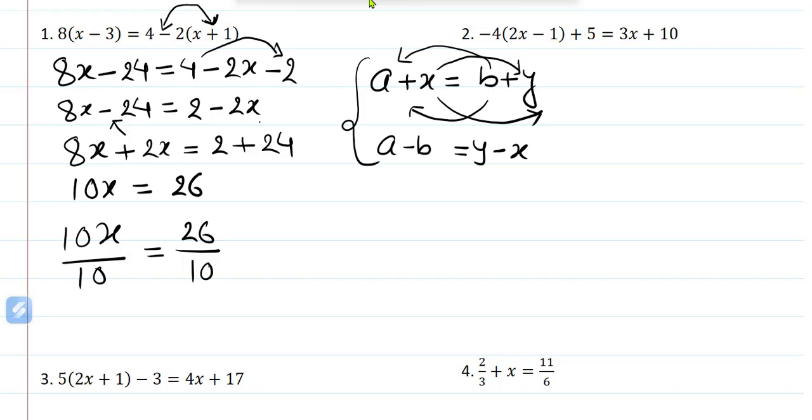Now here x is equal to, so you can cancel this by 2 times 5 and this is 2 times 13. So x is 13 divided by 5 and this is the value of x.